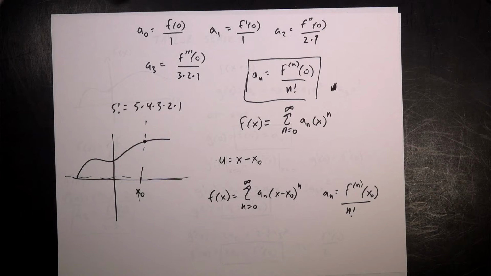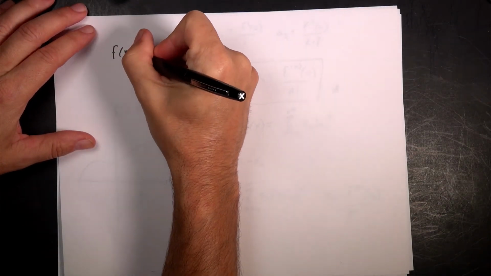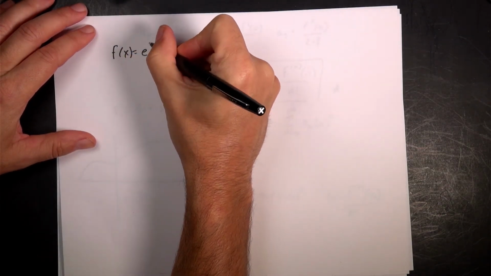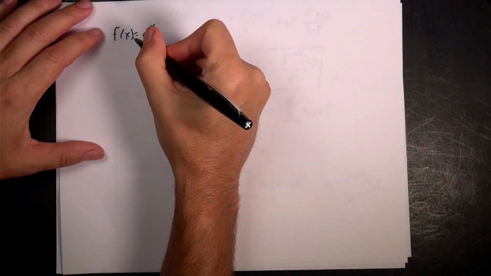Okay, let's do this for an example. Let's do this for a couple examples that are very common, and I'm going to show you how it matches up. Let's do a simple one. Let's do f of x equals e to the x. I mean, you really can't get easier than that, right? Because we can take the derivatives of that at x equals 0.